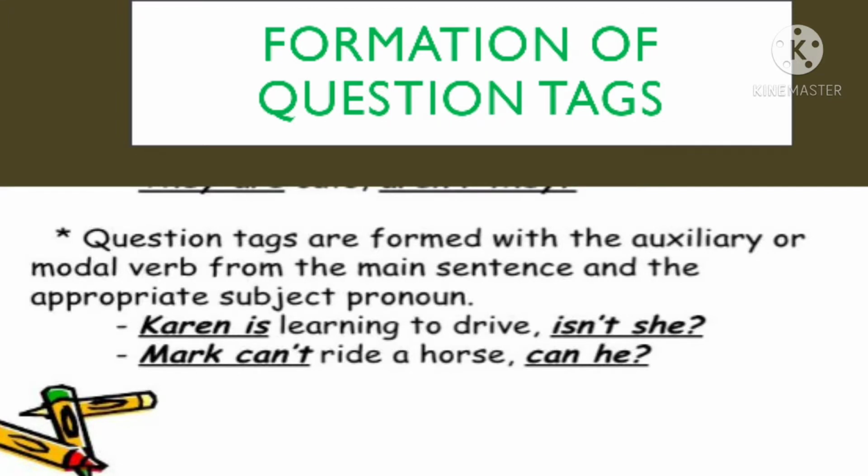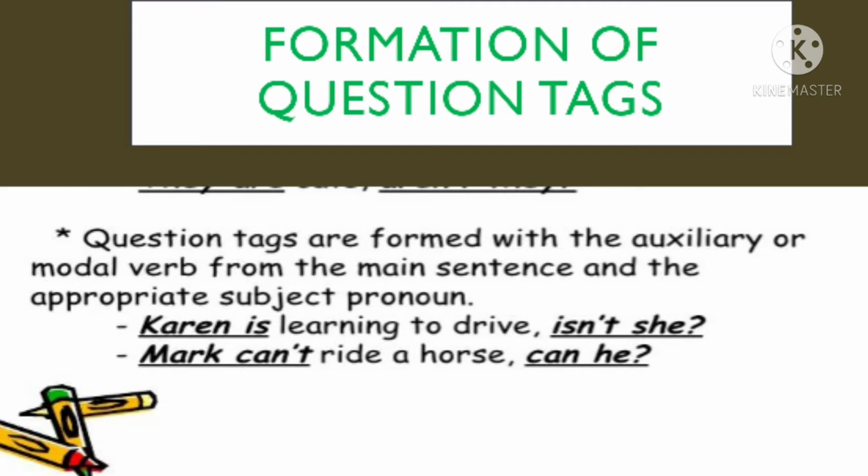Now let us see how question tags are formed. Question tags are formed with the auxiliary or modal verb from the main sentence and the appropriate subject pronoun. From the main sentence we take the auxiliary verb or modal verb and use the appropriate pronoun. One more thing: if the main sentence is positive, then we use a negative question tag, and if the main sentence is negative, then we use a positive question tag.